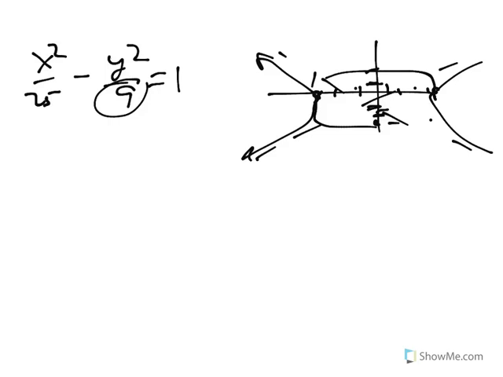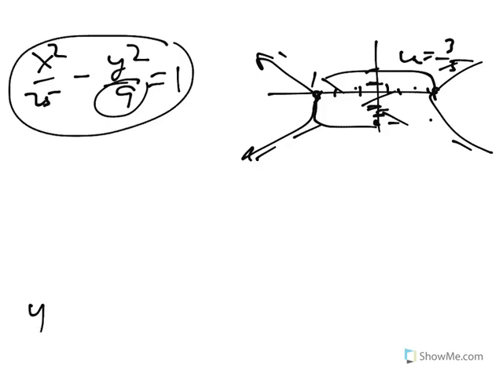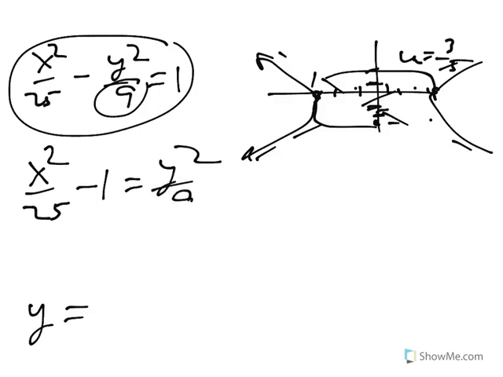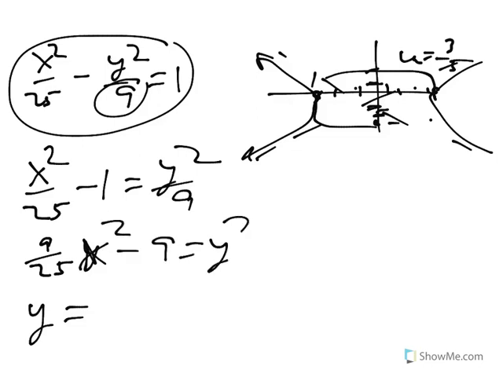But why is that? Why are the slopes of the asymptotes b over a, or in this case 3 over 5? I want to show you why that is. If we take this equation and rewrite it as y equals, I would start by subtracting 1 from both sides and adding y squared over 9 to both sides, then multiplying both sides by 9. That's x squared minus 9 equals y squared.